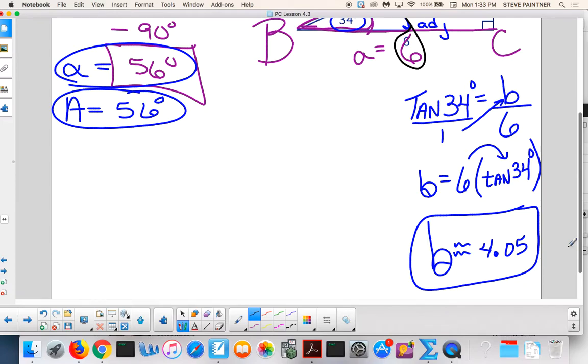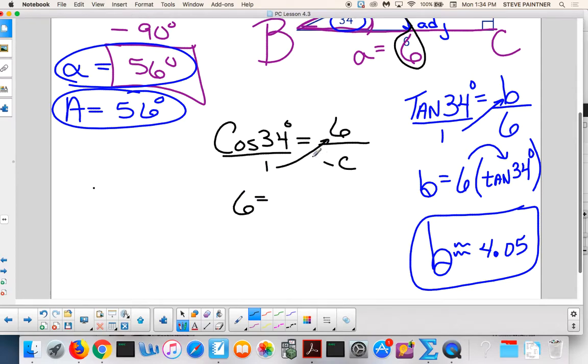Yes. But here's the deal, guys. Pythagorean theorem, you hit that so hard in geometry, I'm not going to go through that again. You can use it. I'm going to go with trig. Cosine of 34 degrees equals 6 over C, adjacent 6 over hypotenuse C. Yes. Cross multiply. 6 equals C times cosine of 34 degrees.